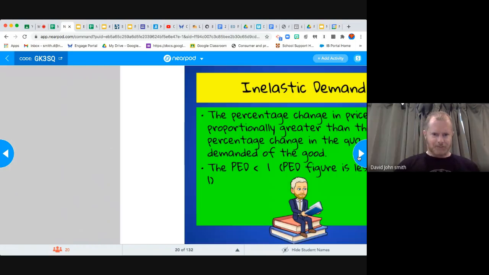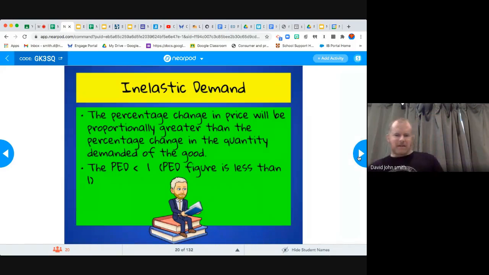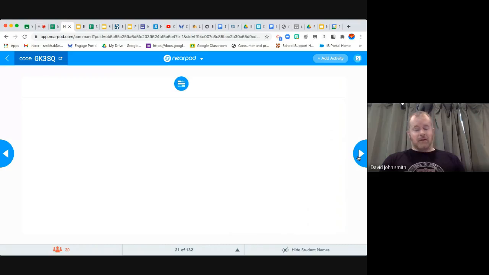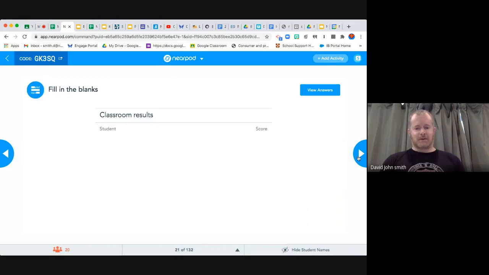Right, inelastic demand: the percentage change in price will be proportionally greater than the percentage change in the quantity demanded for the good. So the coefficient will be less than 1, but greater than or equal to 0. Fill in the gaps. There you go.